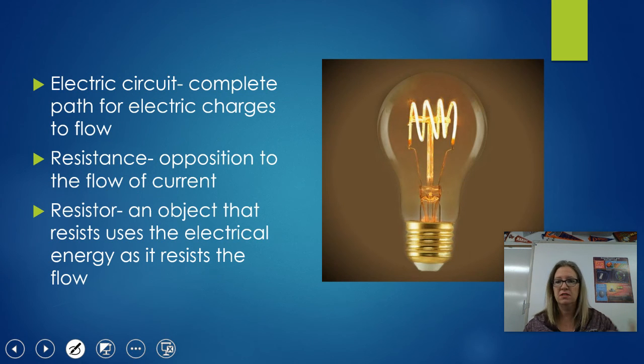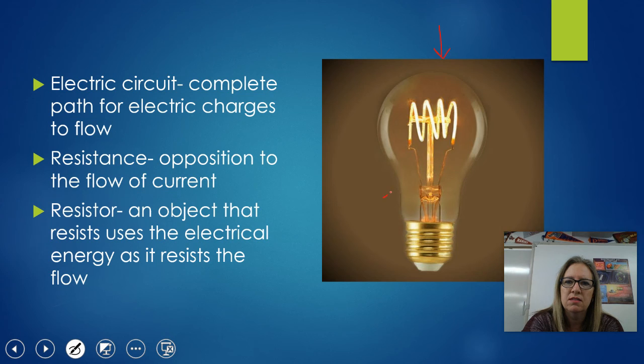Resistance is an opposition to that flow. Something is causing the flow of current to be restricted. For our circuit right here, that's the light bulb. A resistor is an object that resists the electricity. What I've got right here is this old school light bulb. The part that glows is actually a special kind of wire. Thomas Edison spent years trying to figure out what material he could put in there.